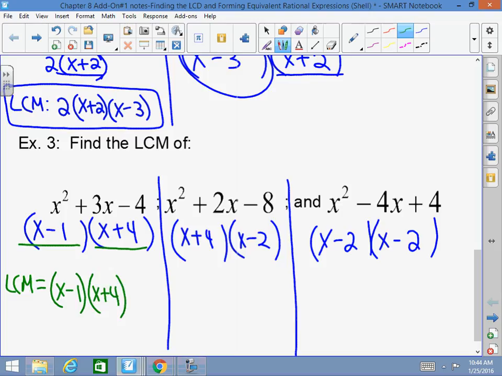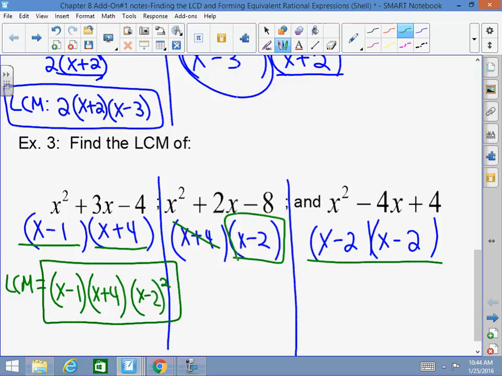Now, that's done there. I got an x plus 4 here. I already accounted for that one. I got an x minus 2 here. But I got two x minus 2s here. So I have an x minus 2 squared that I need. Am I missing anything else here, guys? That's my LCM.